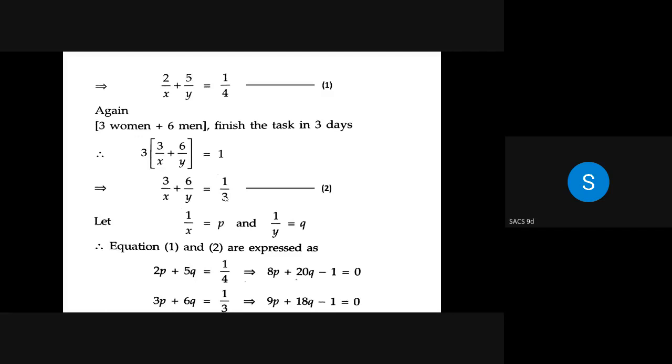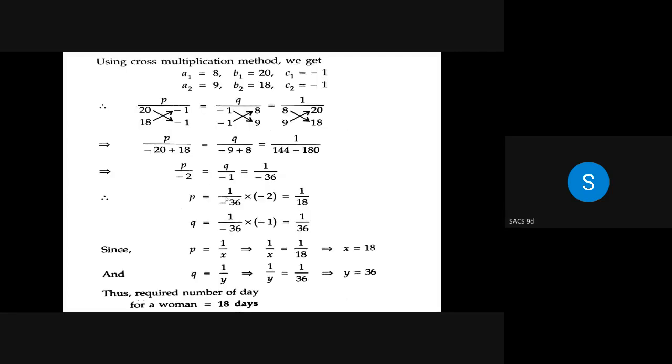Now, after forming the equation, I can substitute 1 by x as p and 1 by y as q to get it in linear form. And the same procedure will be followed. After that, solving the equations can be done using any method. Once you get it in linear form, you can either use substitution method, elimination method, or cross multiplication. Any one according to the problem. So I have used here cross multiplication method for solving. You can use elimination, substitution, any method.